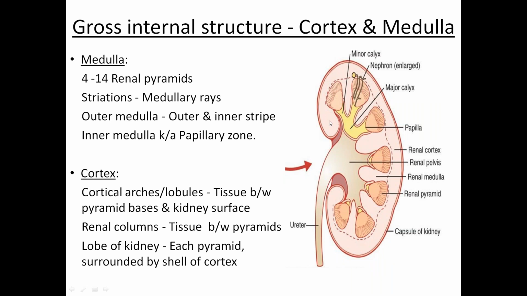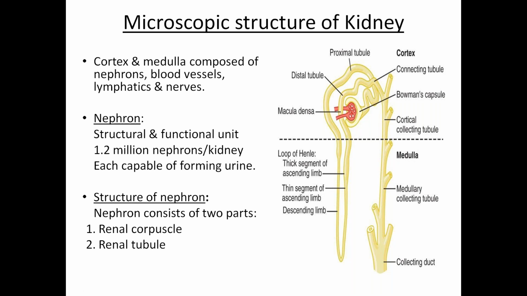Okay, let's go further to the microscopic structure of kidney. So now the cortex and medulla of each kidney are composed of nephrons, blood vessels, lymphatics, and nerves. Now, nephron is your structural and functional unit of kidney. There are about 1.2 million nephrons per kidney, and each nephron is capable of forming urine. So now let's go on to the structure of nephron. The nephron consists of two main parts: the renal corpuscle and the renal tubule.